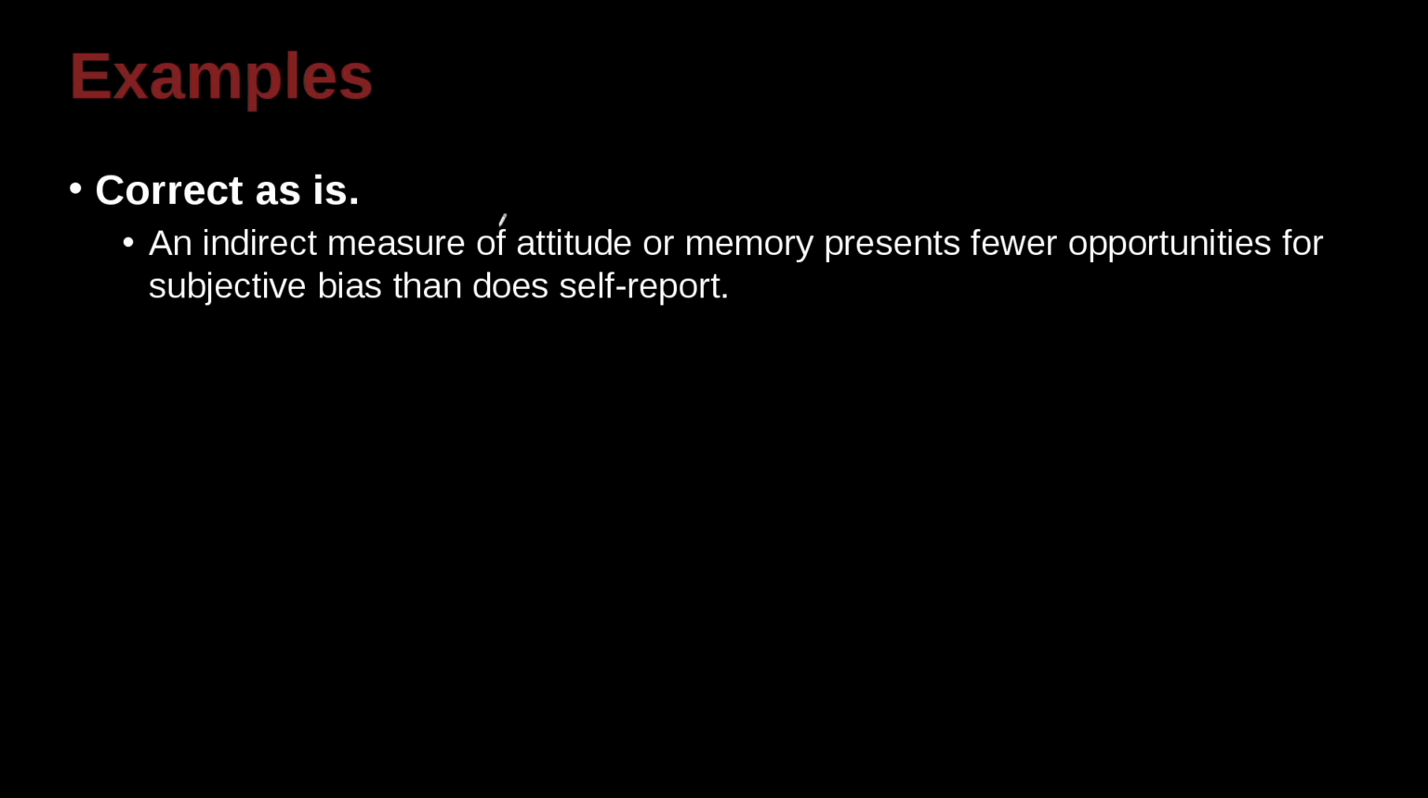An indirect measure of attitude or memory presents fewer opportunities for subjective bias than does self-report. So a self-report is a type of report. Now we don't have anything here to modify, do we? But that's just because we've stuck it at the end of the sentence. It is one kind. It is one kind. There are other kinds of reports, aren't there? There is an indirect measure of attitude or memory. There's all kinds of ways to measure this. This is one way to measure it.